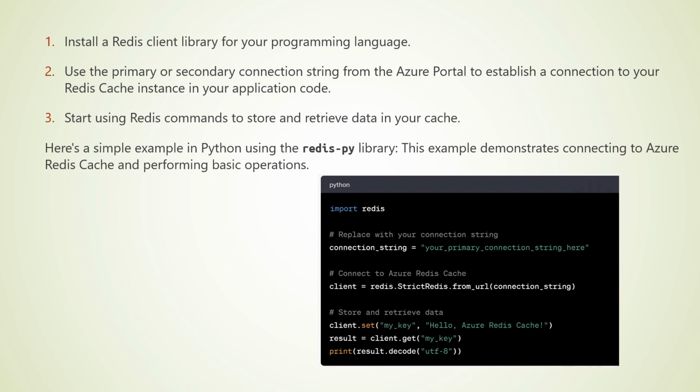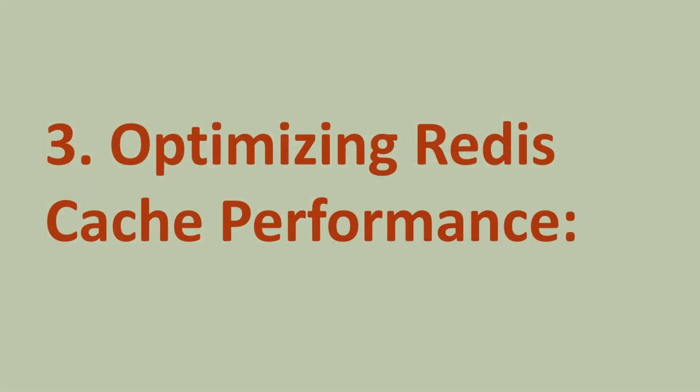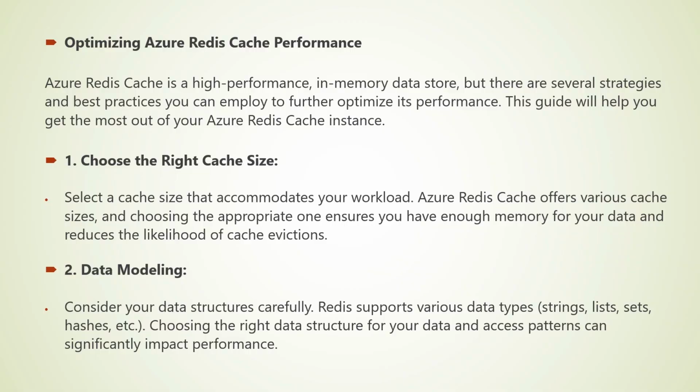3. Optimizing Azure Redis Cache performance. Azure Redis Cache is a high-performance, in-memory data store, but there are several strategies and best practices you can employ to further optimize its performance. This guide will help you get the most out of your Azure Redis Cache instance. Choose the right cache size. Select a cache size that accommodates your workload. Azure Redis Cache offers various cache sizes, and choosing the appropriate one ensures you have enough memory for your data and reduces the likelihood of cache evictions.